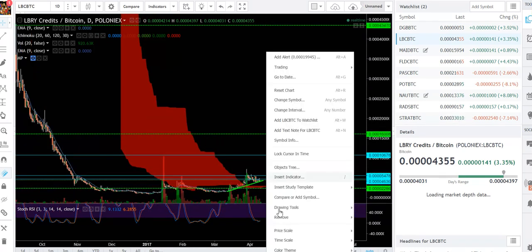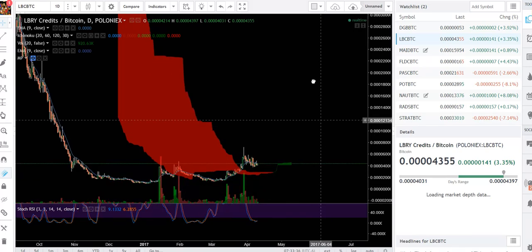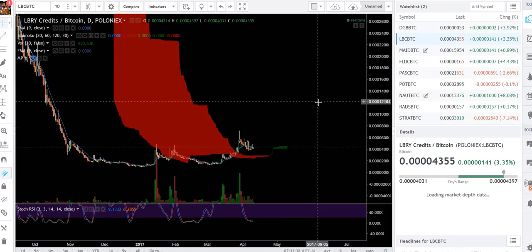Let's remove our drawing tools. And that's how, as you guys go through this and trade cryptocurrency, it's going to get easier. Every single day you look at the chart, it gets easier and easier and easier, guys, because we're looking for the same thing. And then we're going to start to notice a lot of these charts look the same. A lot of these coins are doing the same moves. A lot of these coins are painting the same patterns, because it's all the same emotional cycle.